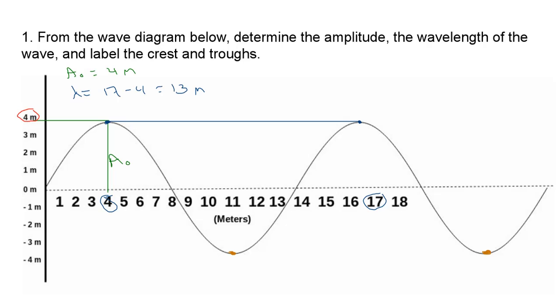And wavelength is the distance from one crest to another crest. Well, the first crest occurs at x equals 4, and the next crest occurs at x equals 17. So 17 minus 4 is 13 meters. Alright, moving on to the next slide here.